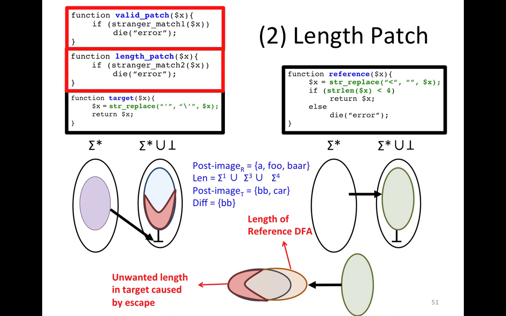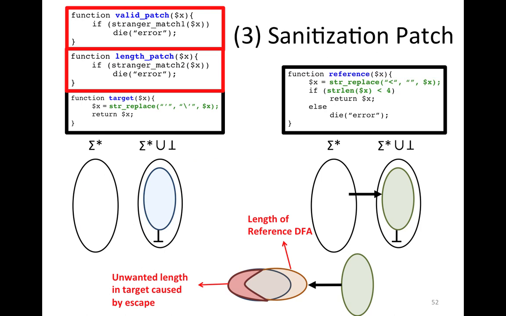So we are getting rid of problems one by one. And this length patch is going to block anything that is in the language of the length automata, as we do here. Okay? So stranger match here is a function that we generate that simulates the automata. Now, the final phase is going to be the min cut. Okay? We got rid of these two problems. Now we're going to move to the sanitization difference.